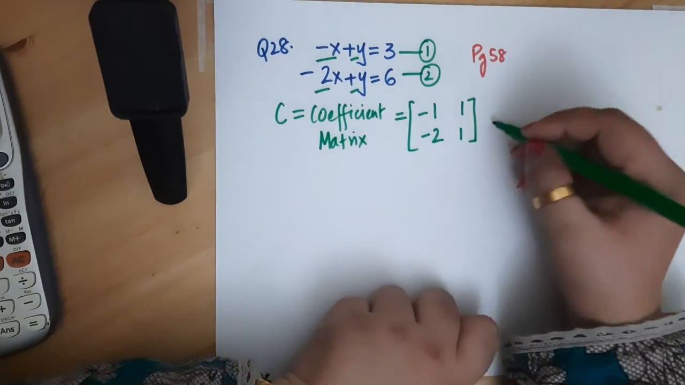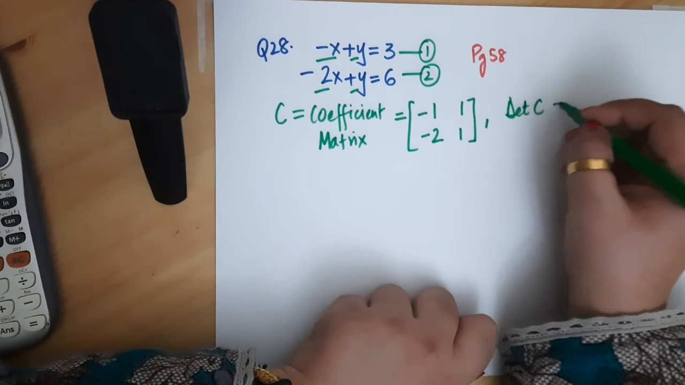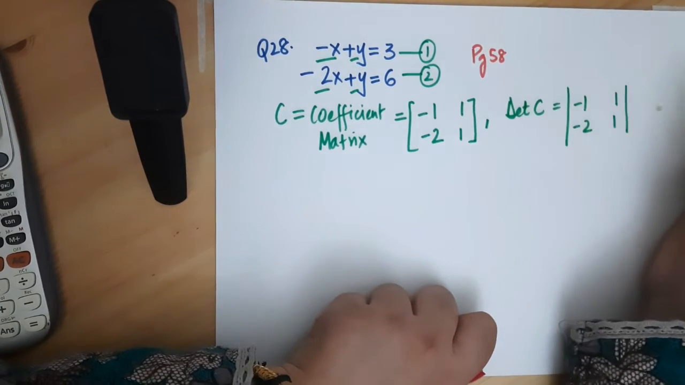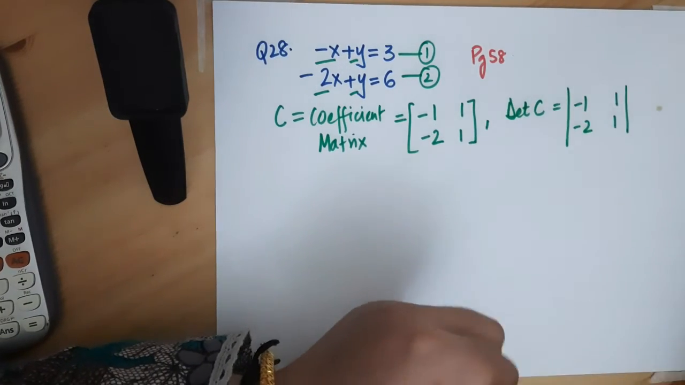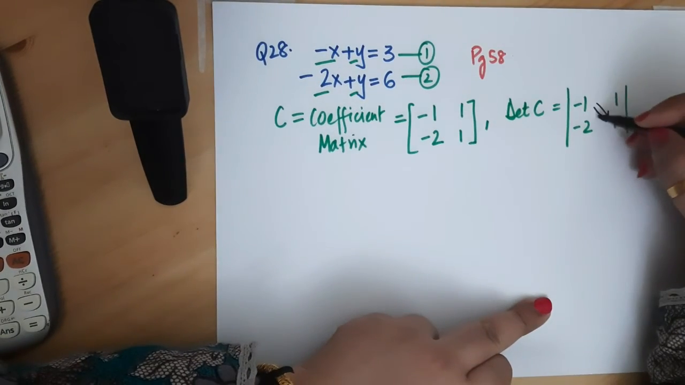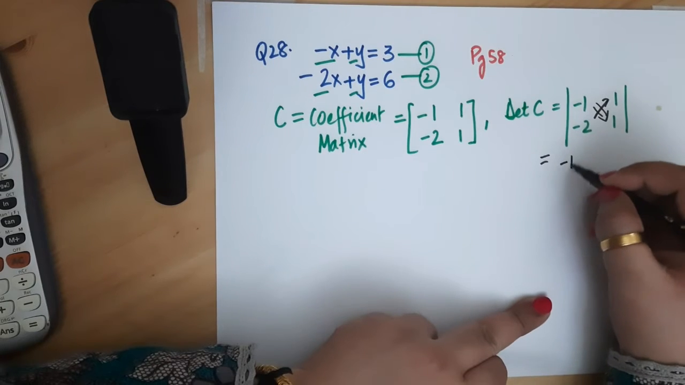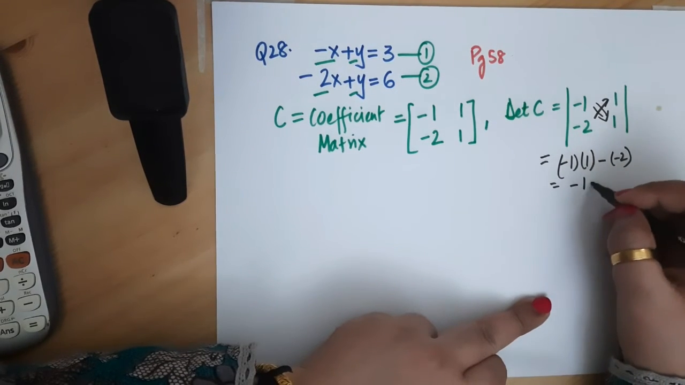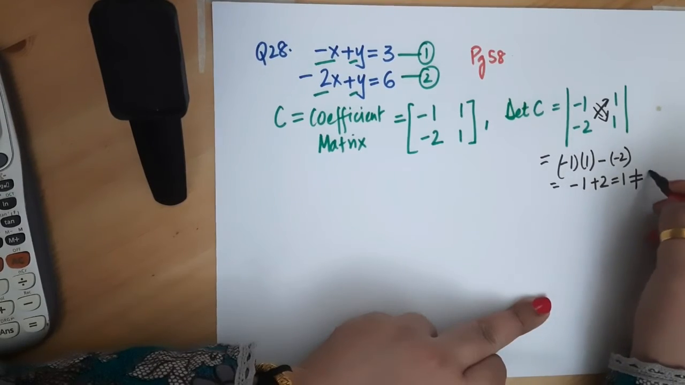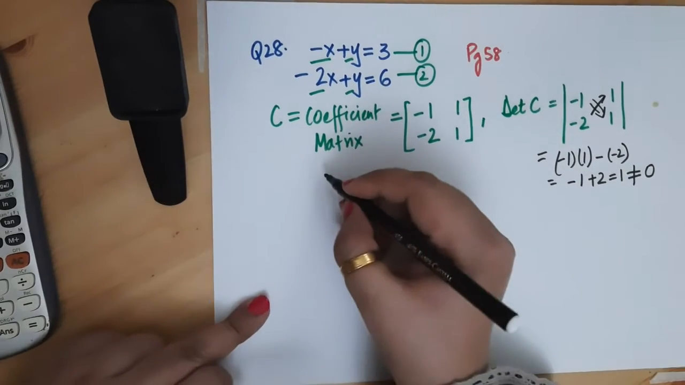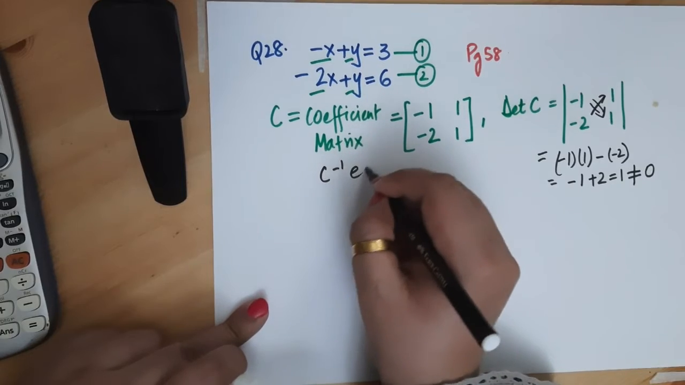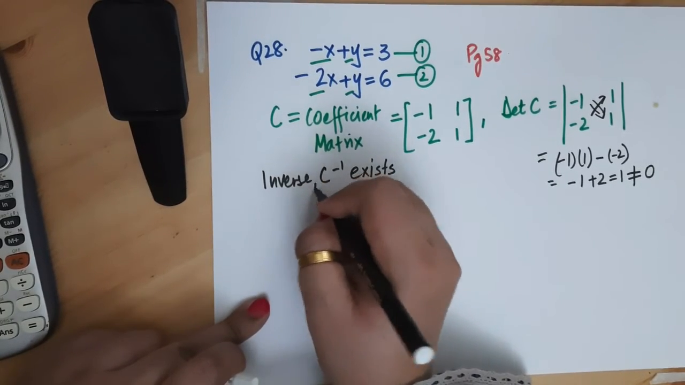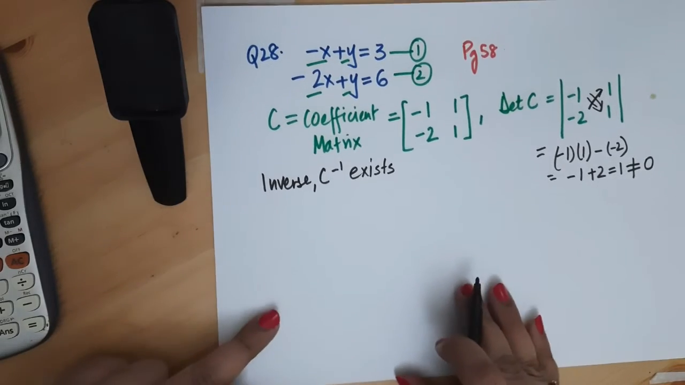Now step 1 would be to find the determinant of the coefficient matrix. So let's find its determinant, and we'll apply the diagonal rule to calculate it. First we multiply the primary diagonal, then we subtract the product of the secondary diagonal. Simplify this expression and the determinant of C, the coefficient matrix, comes out to be 1, which is non-zero. Now here, because the determinant is non-zero, we can say the inverse, which is C inverse, exists.